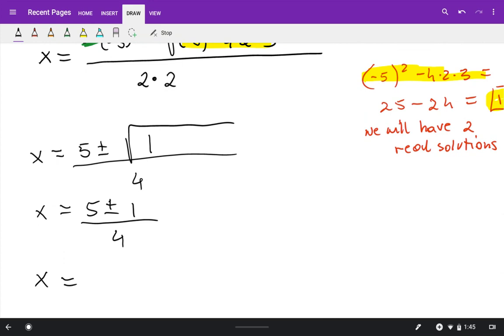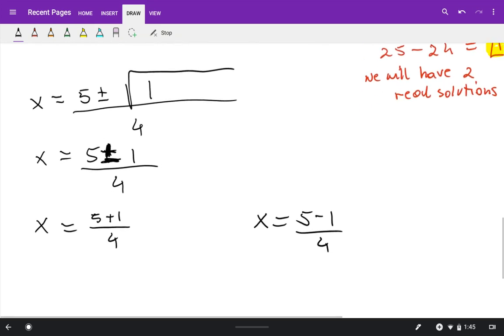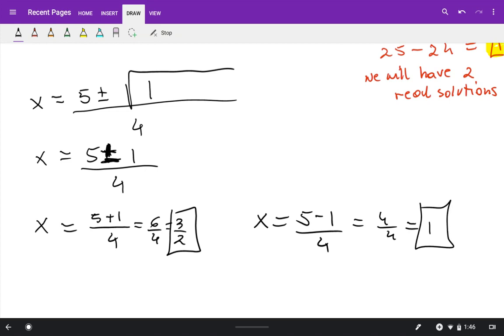The first solution, you're going to add the numbers in the numerators. So we have 5 plus 1 and everything divided by 4. And the second solution will be 5 minus 1 and everything divided by 4. So we end up with 6 over 4, which is the same as, divide each by 2, 3 halves. Here we end up with 4 over 4, which is 1. So we have 2 unique solutions. And you can write down that the solution set is, and I'm just going to list them, 1 and 3 halves.